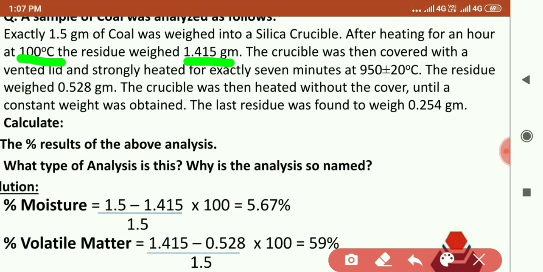And then you can see here the crucible was then covered with a vented lid. Vented lid means the lid which contains holes, and it is strongly heated for exactly 7 minutes at 950 plus minus 20 degrees centigrade. It means we are removing the volatile matter here, and the residue weighed 0.528 grams.